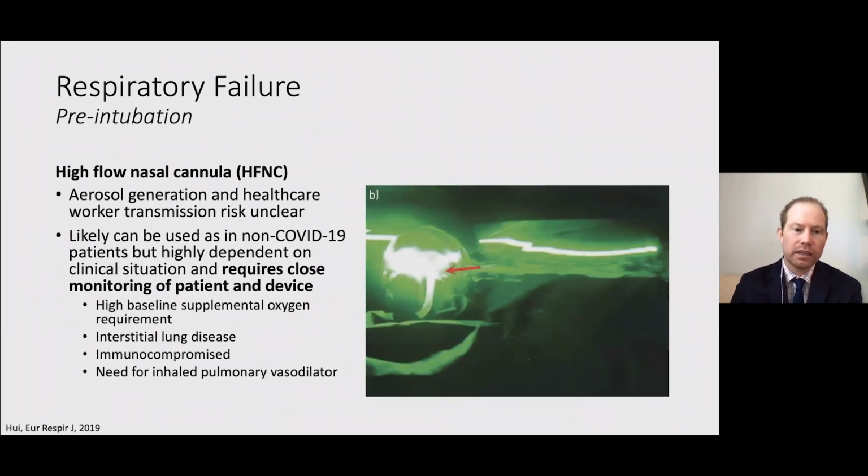High-flow nasal cannula, again, is a useful tool in many patients, but again, we have to consider the risk to the healthcare worker and to other patients in terms of the spread of viral particles. It should be considered an aerosolizing procedure. And we can probably use it as in non-COVID-19 patients. There was this initial concern about whether we could use it at all, but we probably can. But we do have to very closely monitor the patient and the device.